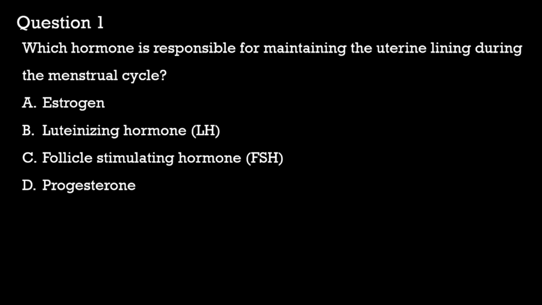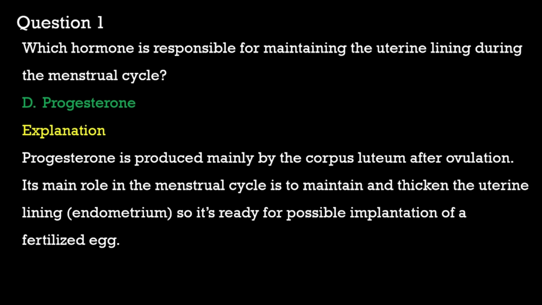Progesterone is produced mainly by the corpus luteum after ovulation, and its major role in the menstrual cycle is to maintain and thicken the uterine lining, that is the endometrium, so that it is ready for possible implantation of a fertilized egg. Now, if pregnancy does not occur, the progesterone level drops, and this leads to the shedding of the uterine lining, what we know as menstruation. So the correct answer here is option D. Progesterone is a hormone that is responsible for maintaining the uterine lining during the menstrual cycle.